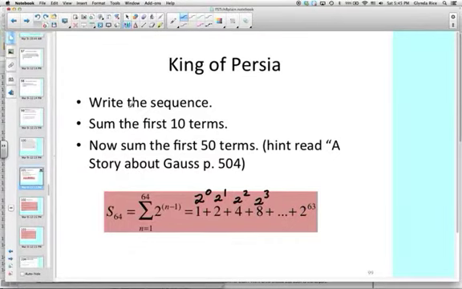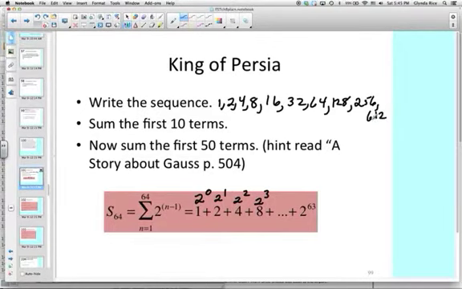Okay, now we're going to write the sequence. So we have it down here. I'll write it up here. 1, 2, 4, 8, 16, 32, 64, and it continues doubling. The first 10 terms: 1, 2, 3, 4, 5, 6, 7, 8, 9, 10, with values 512. So I'm sitting here in my living room, don't have my calculator out, don't have the cards, so double check anytime I say a formula and make sure it's correct. All right, now you sum those first 10 terms.